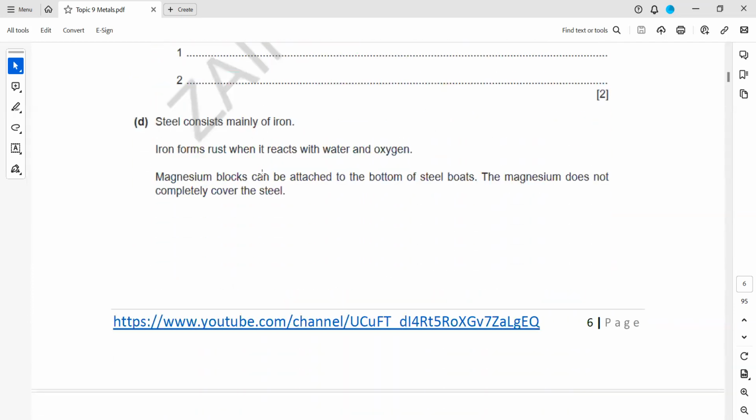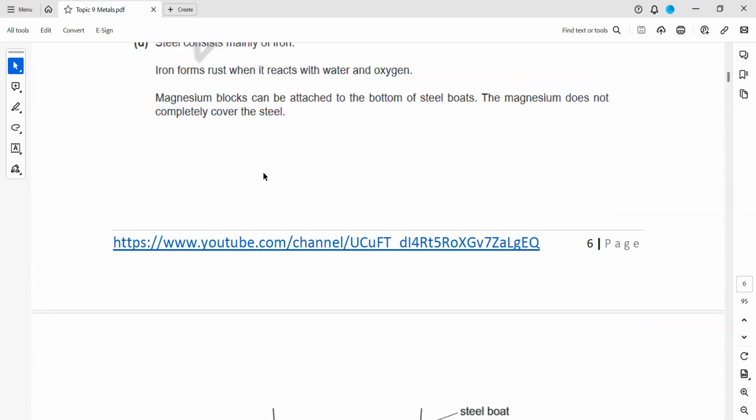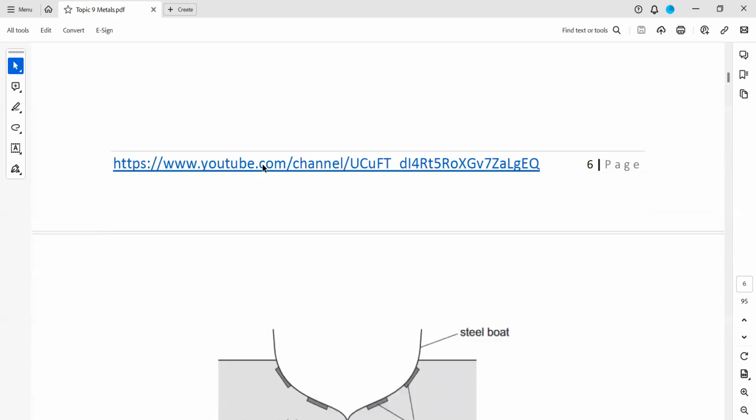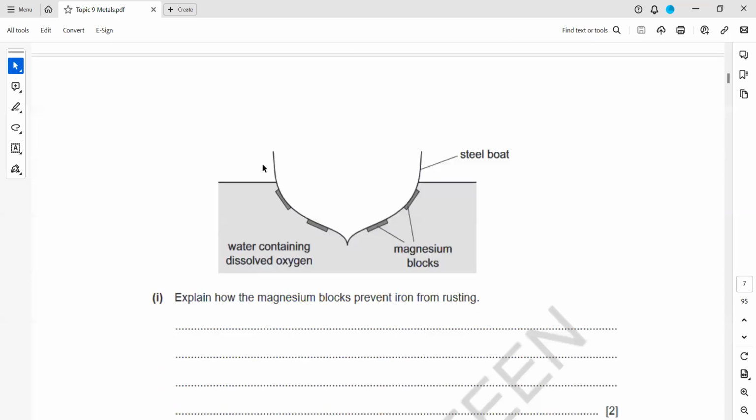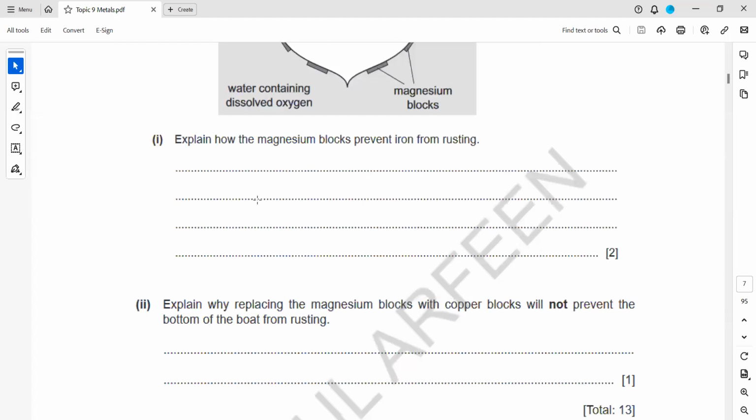Steel consists of mainly iron. Iron forms rust when it reacts. A magnesium block can be attached to the bottom of a sea board. Magnesium does not cover the steel. Explain how magnesium prevents iron from rusting. So it's the same as sacrificial protection. What happens? Magnesium is more reactive than iron. Magnesium will lose electrons first. Magnesium will oxidize instead of iron, or electrons transfer from magnesium to iron.